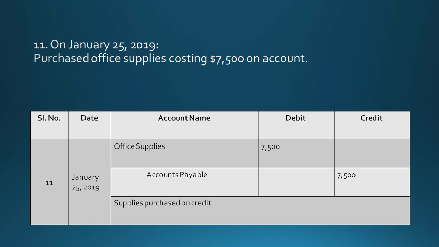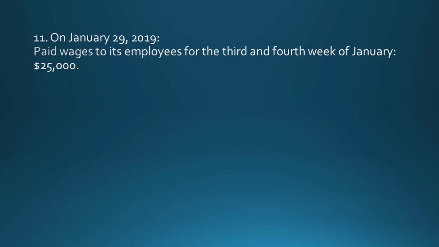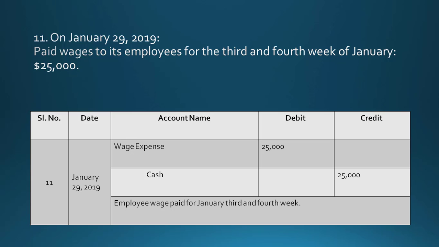So the next transaction is on January 29, 2019, paid wages to its employees for the third and fourth week of January. The total value is $25,000. So can you remember on January 15th we actually paid for 2 weeks. Now on January 29th we are paying for the last 2 weeks. That means third and fourth week. So it's pretty simple. As you are paying wages, so wage expense would be debit by $25,000 and cash will be credit by $25,000. So let's see the next transaction.